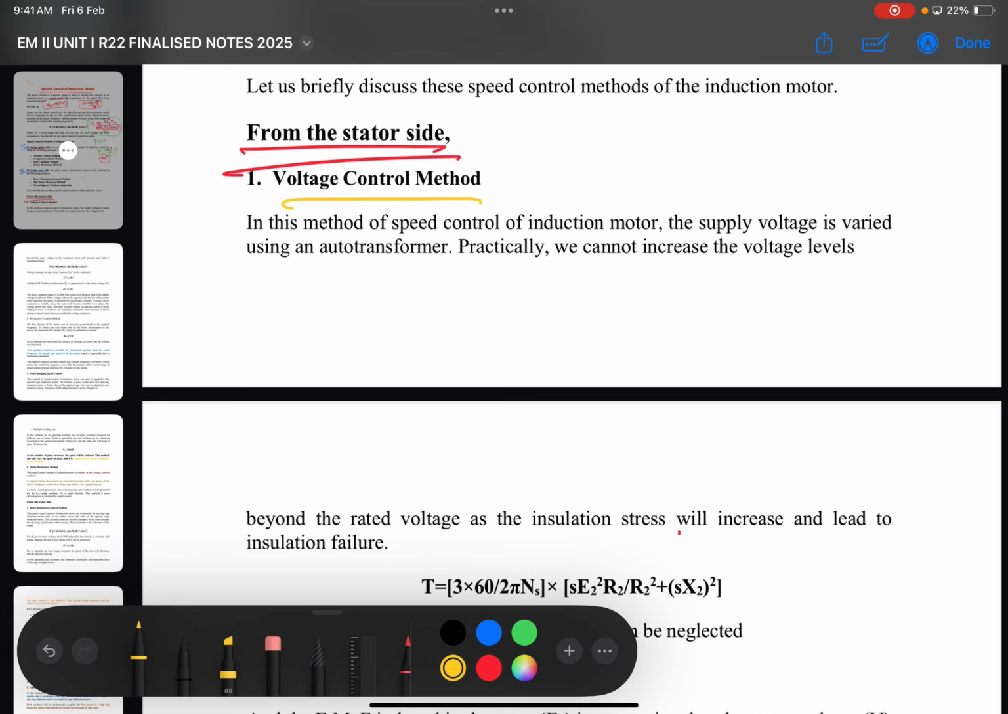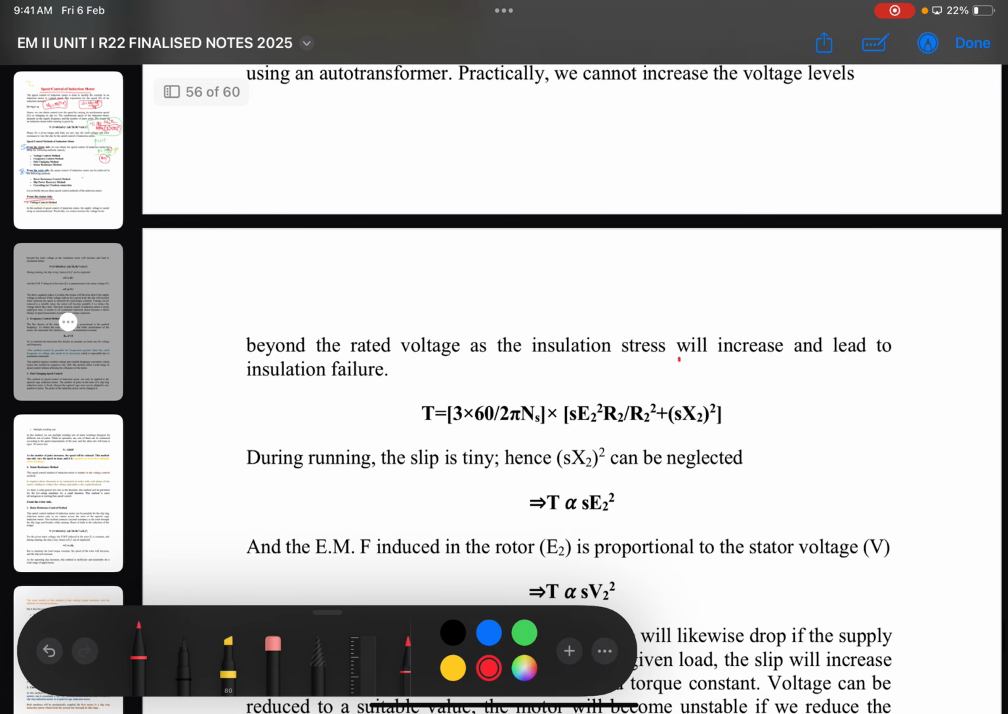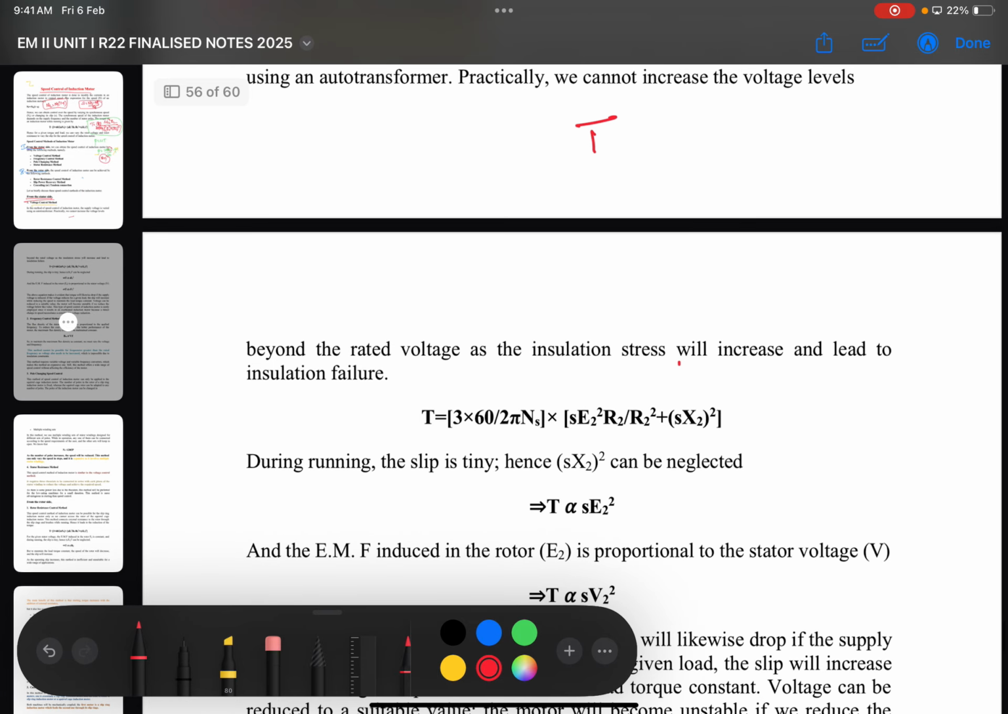From the stator side, the voltage control method. We already have this formula: torque equals 180 by 2 pi ns into s e2 square into r2 by (r2 square plus (s x2) whole square). Here, do you have this e2 or not? What is e2?